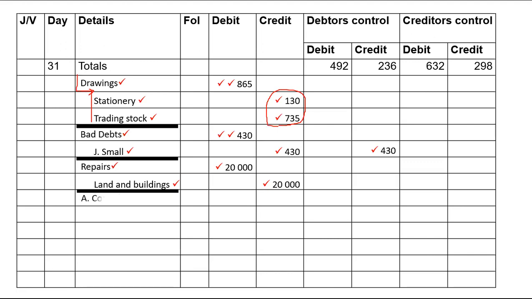So we debit A corner because we have to increase what A corner is owing. Because A corner is a debtor, debtors control will also be debited. And then we credit discount allowed, which is just a normal expense. And then underline to show that you have completed the transaction.